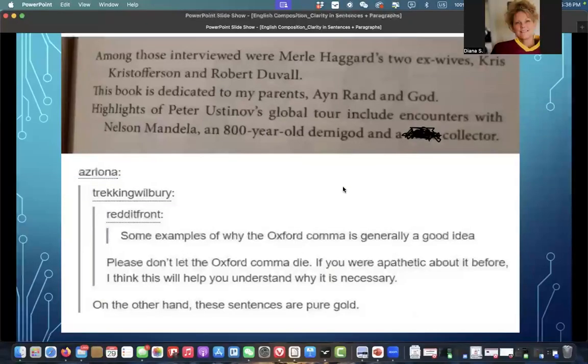This screenshot is another illustration. Among those interviewed were Merle Haggard's 2 ex-wives, Chris Christopherson and Robert Duvall. That is how you read that without that extra comma in there. This book is dedicated to my parents, Ayn Rand and God. Do you see what I mean?